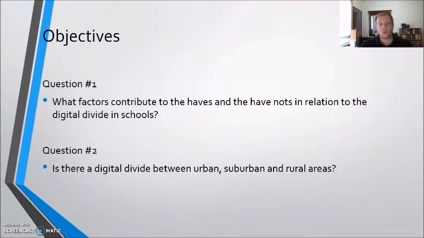My research questions or objectives are stated. Question 1. What factors contribute to the haves and have-nots in relation to the digital divide in schools? And question 2. Is there a digital divide between urban, suburban, and rural areas?